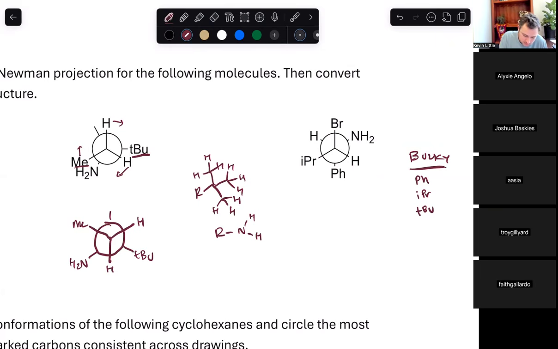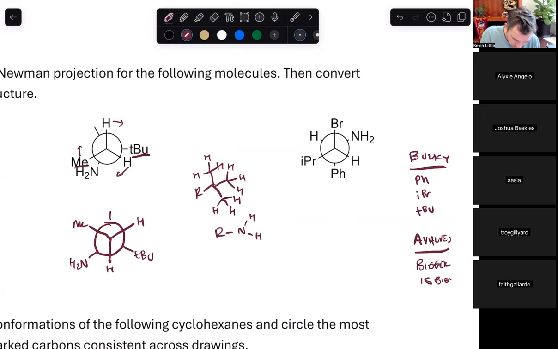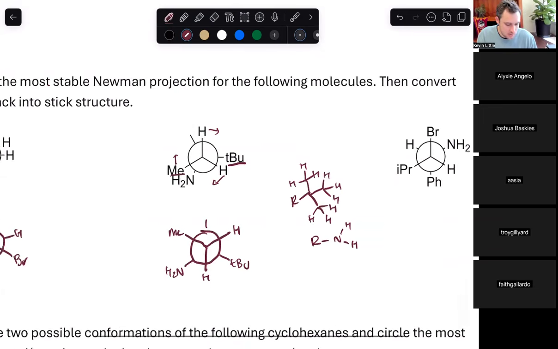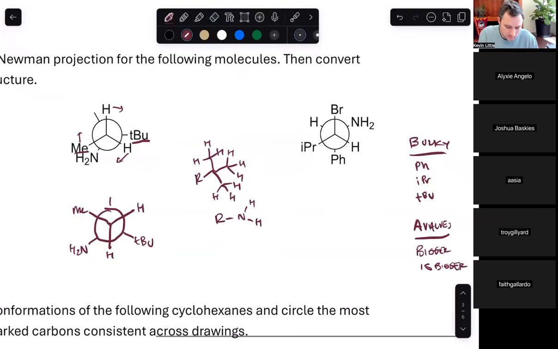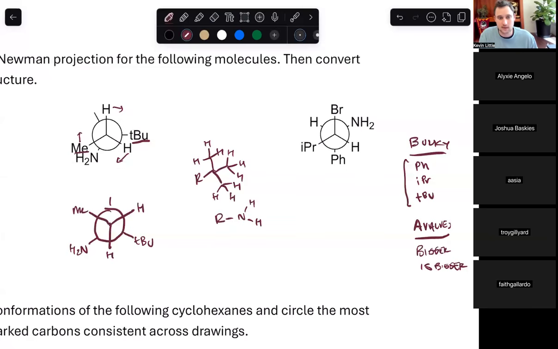Then I also expect you to know that with A values, bigger is bigger. Get what I'm saying? I'm a little bit confused on the A values. Bigger is bigger. On this question, I want you to be able to recognize that these things are bulky. I don't need to give you an A value to tell you that this tert-butyl group is bigger than this nitrogen. It's clearly bigger.